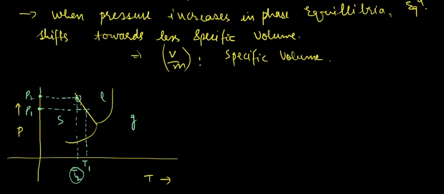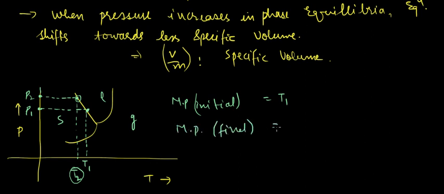Why? Because melting point is just the temperature value. Melting point is nothing but the temperature at which melting occurs or the freezing of liquid water occurs. So initial melting point was T1. Now as we increase the pressure, the final melting point was T2, means T2 is the temperature at which the solid and liquid phases of water are at equilibrium. We can see that T2 is lesser than T1. This implies melting point decreases as pressure increases.